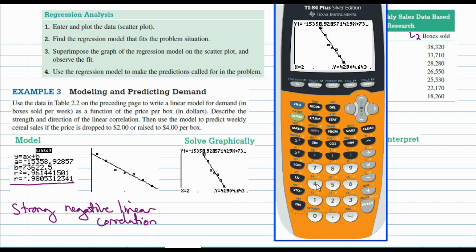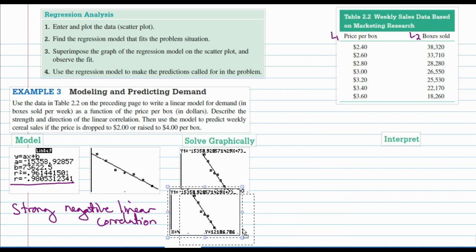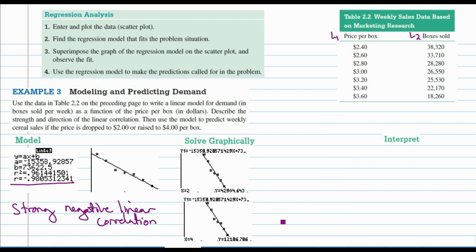Now let's see what happens if we go to $4 a box. 12,186 boxes, almost 187 boxes. So we use the model to predict weekly cereal sales if the price is dropped to $2 or raised to $4 per box. And this makes sense to me. The cheaper your cereal is, the more you're going to sell.